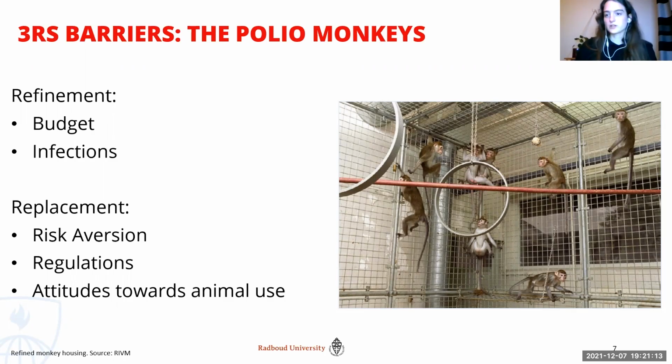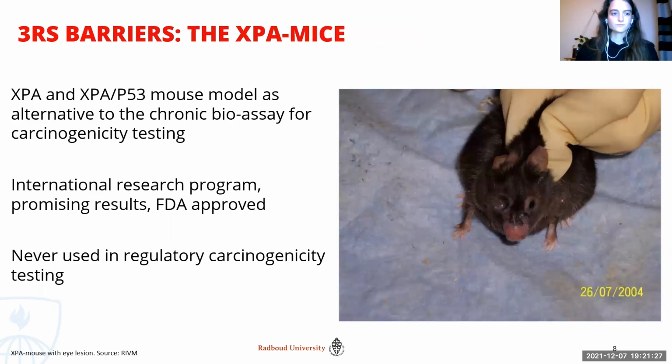And I've pointed out these barriers to replacement because they are ones that are also found in many other case studies and literature in general, and as we will see also in the next case. So this is about mice, XPA mice. XPA comes from xeroderma pigmentosa group A. The details are not so important, but this is a mouse where this XPA gene is knocked out so that the mouse is more prone to develop tumors when exposed to carcinogens.